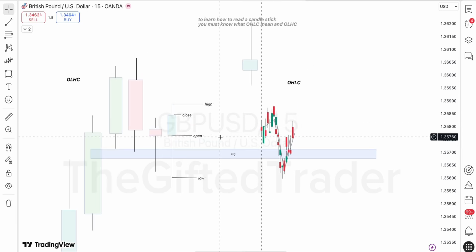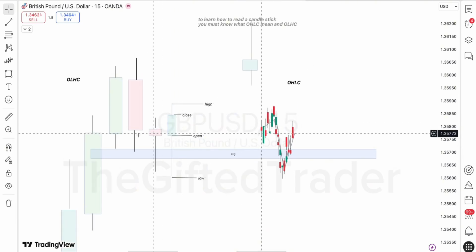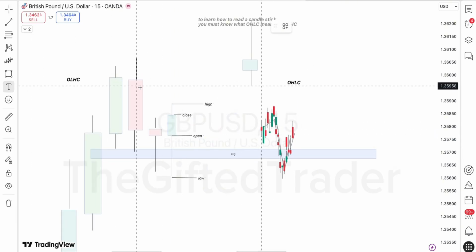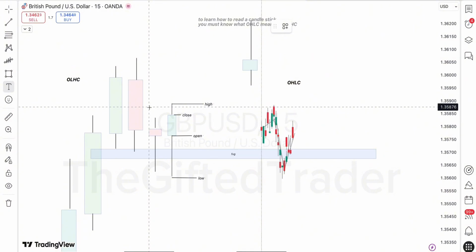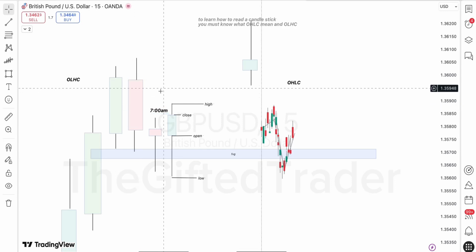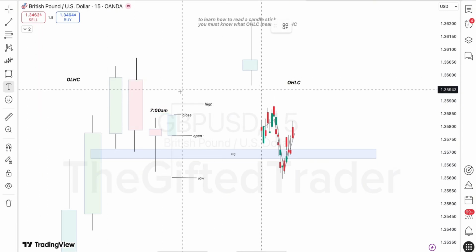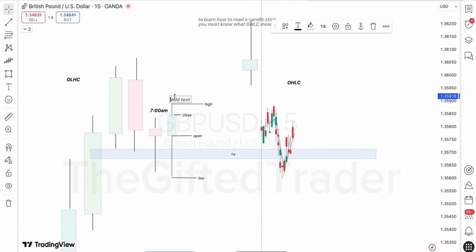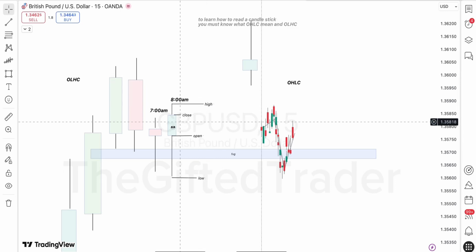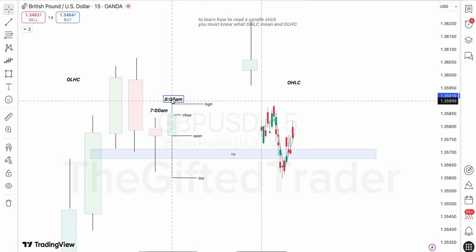So what does this mean? This is going to be better if I put it like this. Let's say this is 7 a.m. Here, 7 a.m. This is 8 a.m. This candlestick happened at 8 a.m. This candlestick happened at 7 a.m.